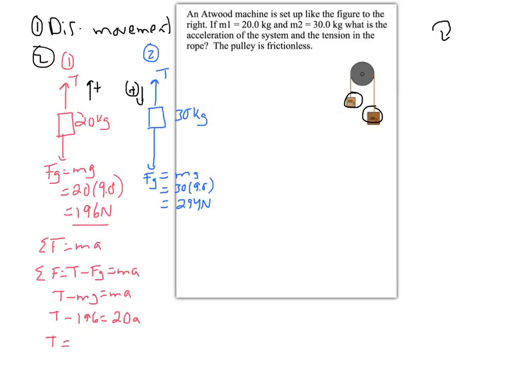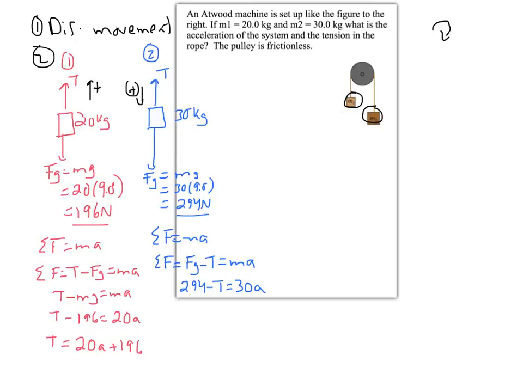Now we're going to find what T equals. T is going to equal 20A plus 196. For our other equation, very similar. Sum of the forces equals mass times acceleration. This time Fg is going to be larger. So the sum of the forces is going to equal Fg minus T, and that's going to equal ma. Fg we found out was 294, so we say 294 minus T equals 30A.